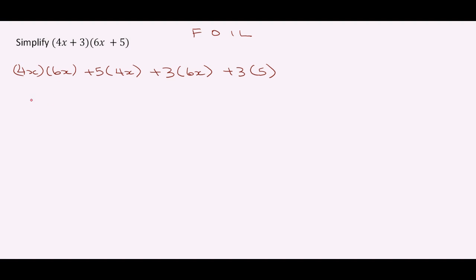4x multiplied by 6x is 24x squared. 5 multiplied by 4x is 20x. 3 multiplied by 6x, we have 18x. 3 multiplied by 5, we have 15. So now we have 24x squared plus 38x plus 15.